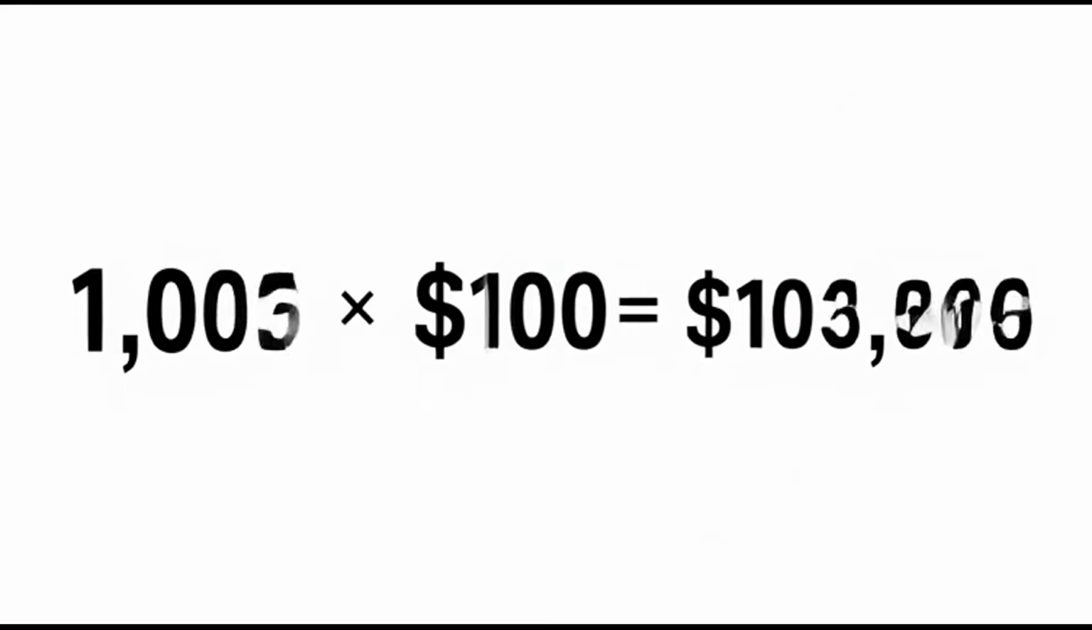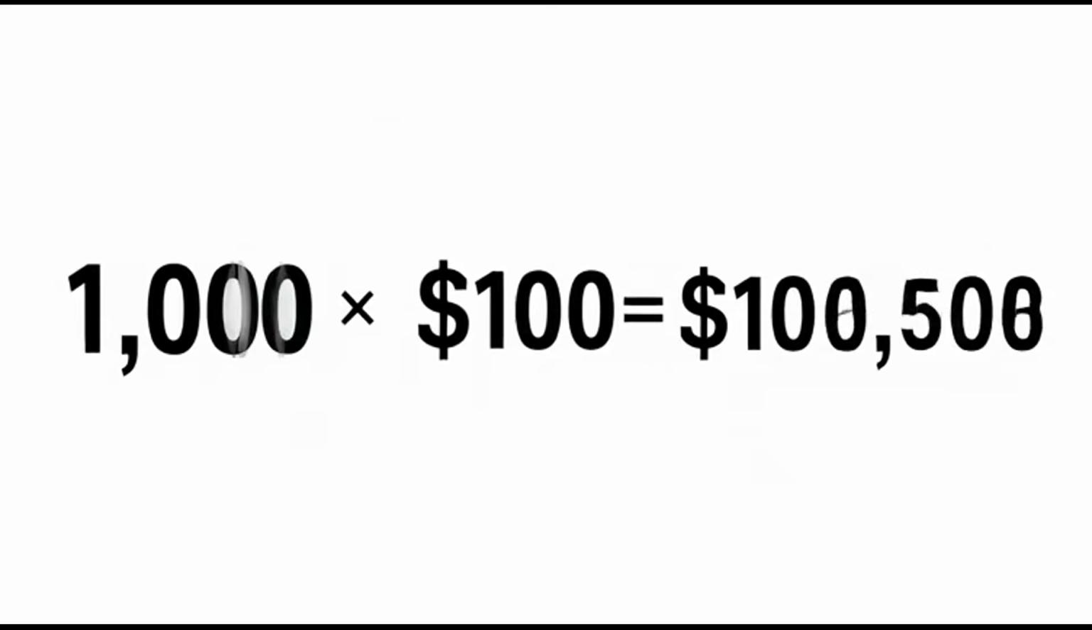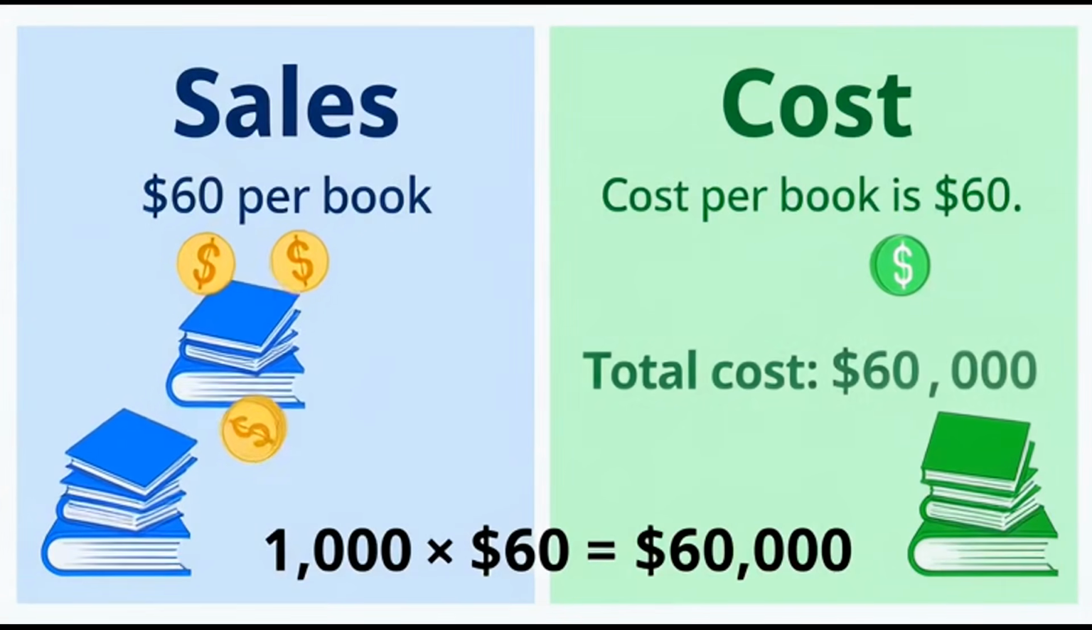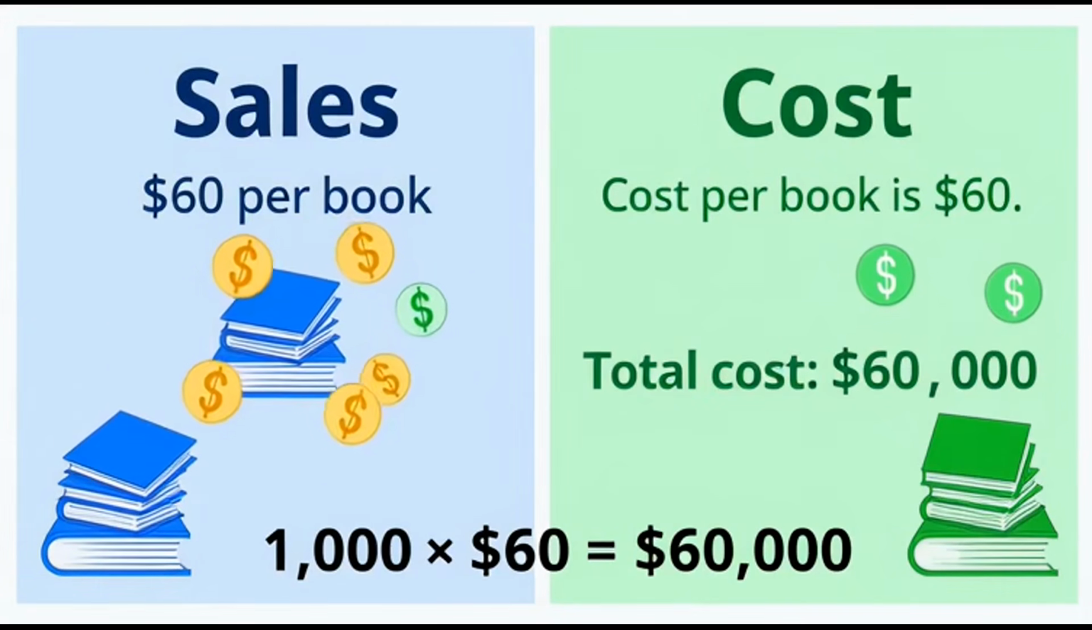1,000 books sold at $100 each. Total sales, $100,000. Cost per book is $60. Total cost, $60,000.